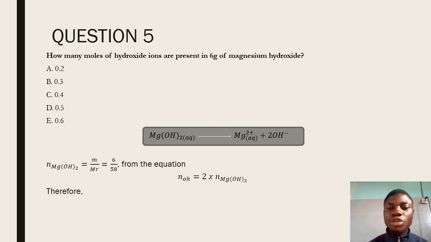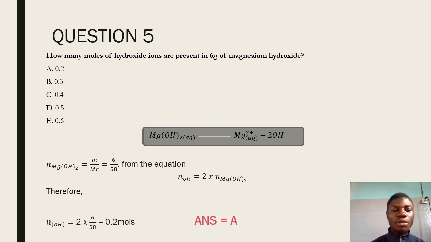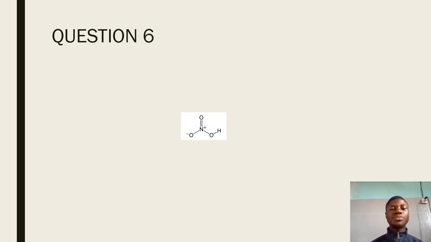Then the number of moles of hydroxide ions from the equation is 2 times the number of moles of magnesium hydroxide, which is 2 times 6 over 58, and we have 0.2, and the answer is A.